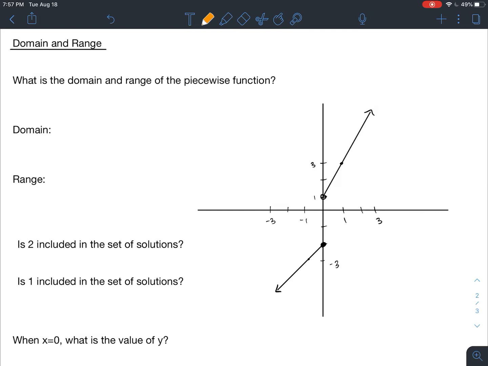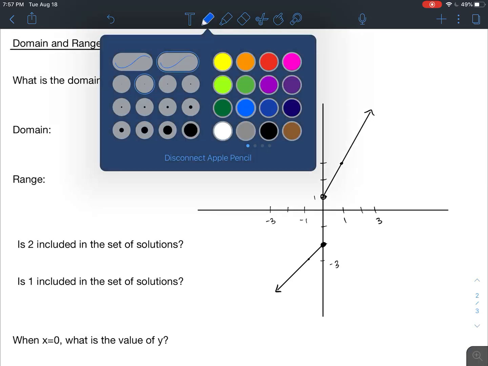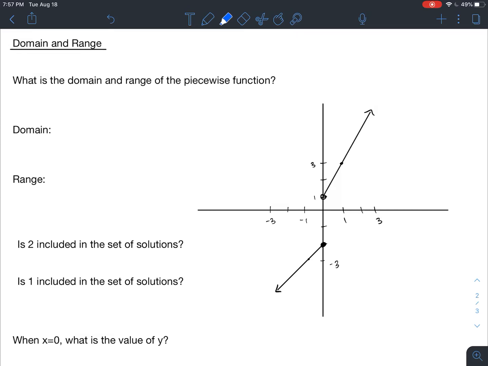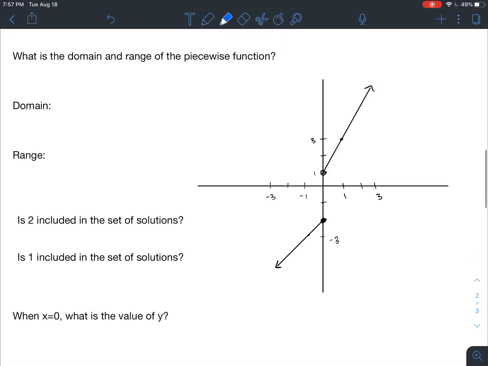Okay, now we're going to talk about domain and range. We probably touched on it in the last two videos slightly. So the domain is our x values. And so where in our function are the x values?